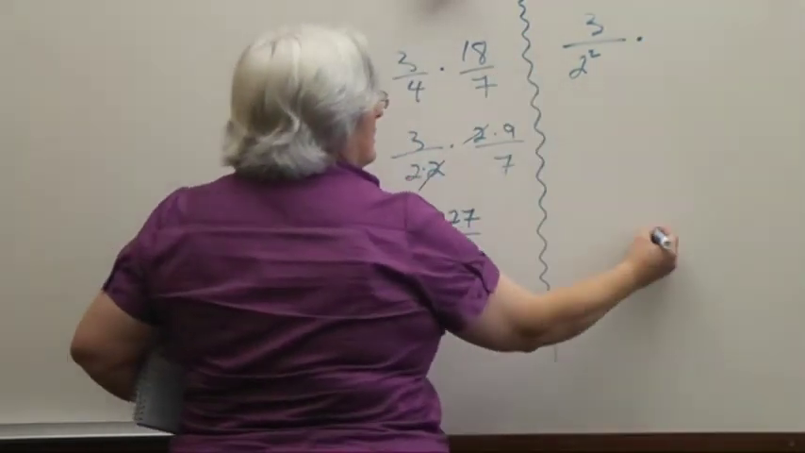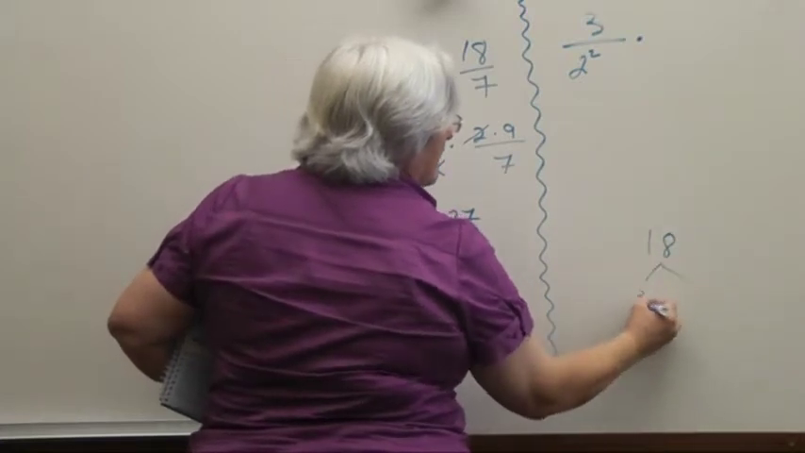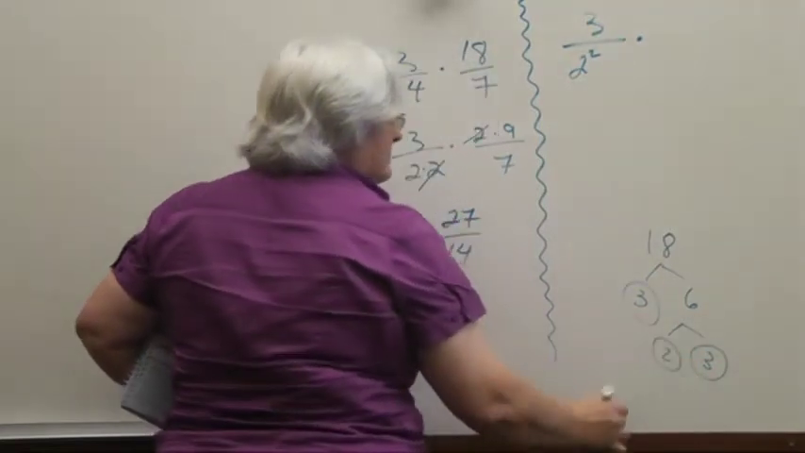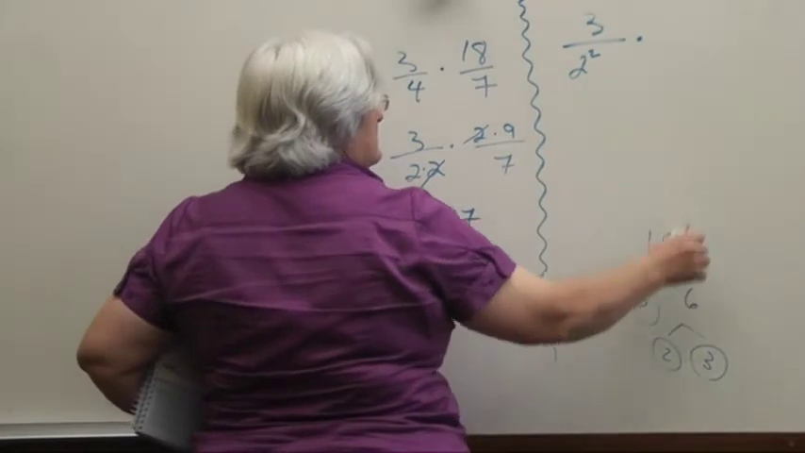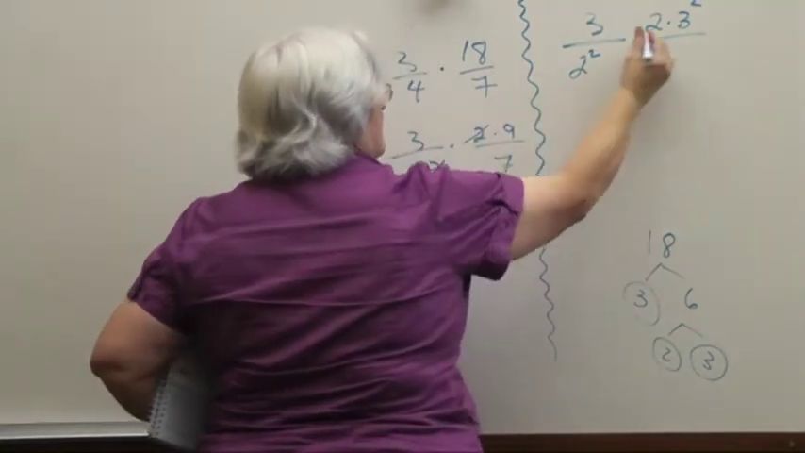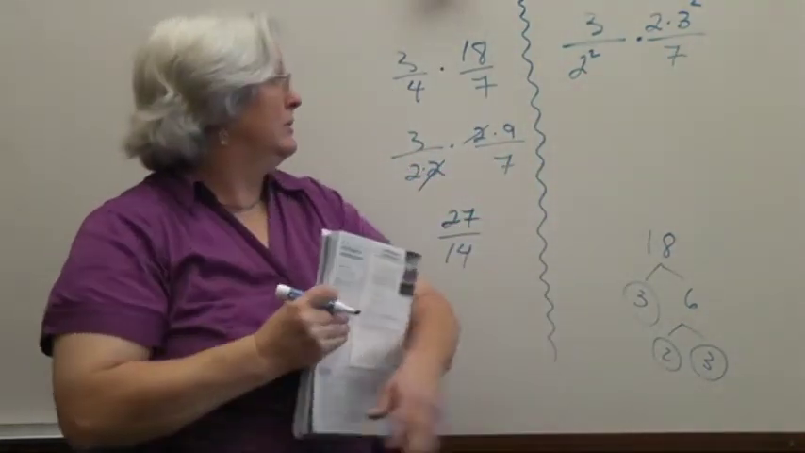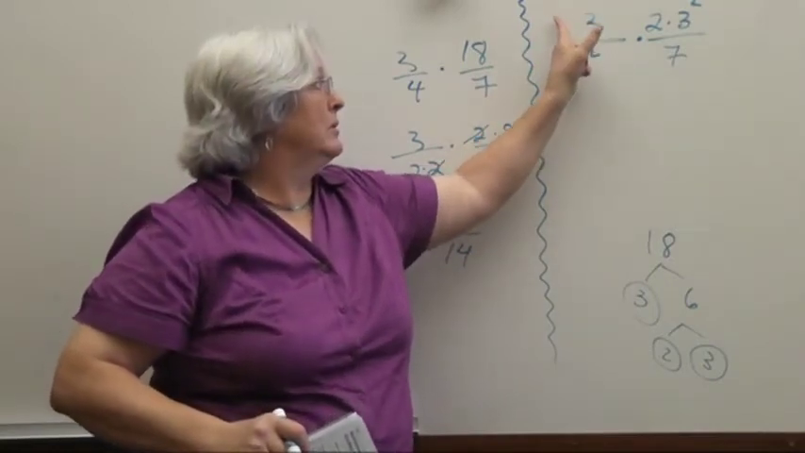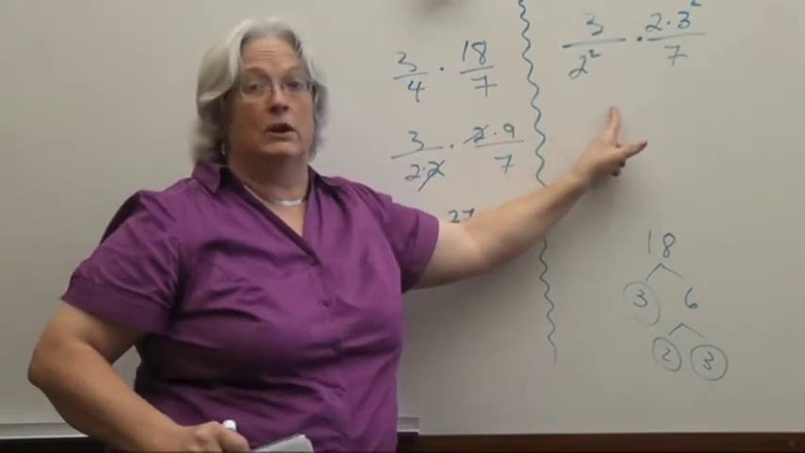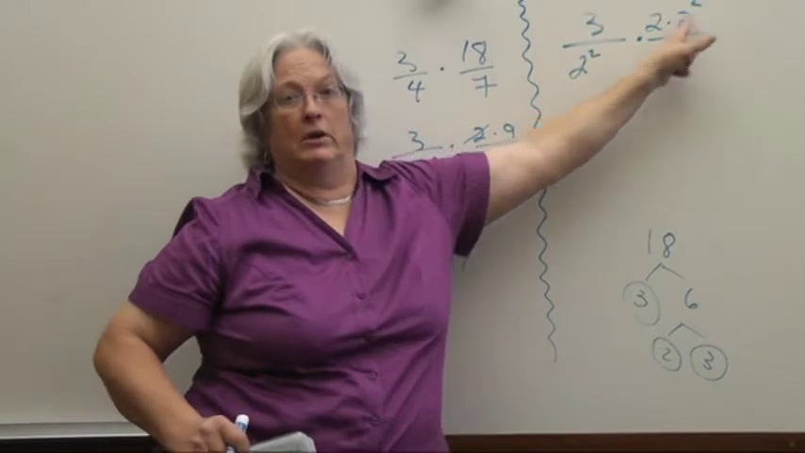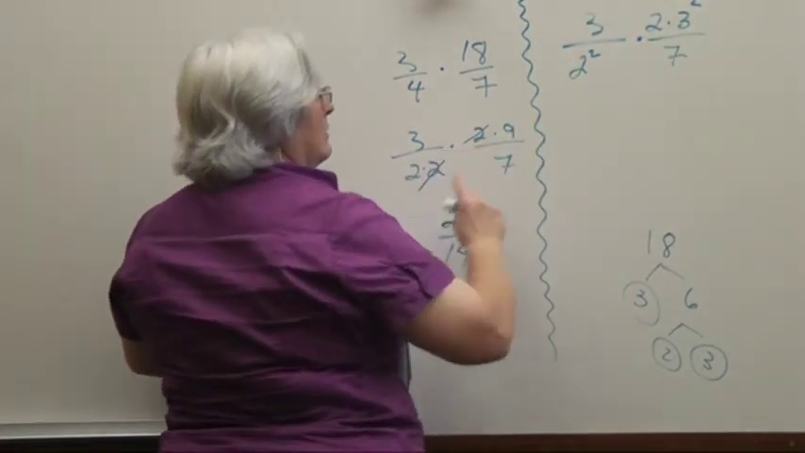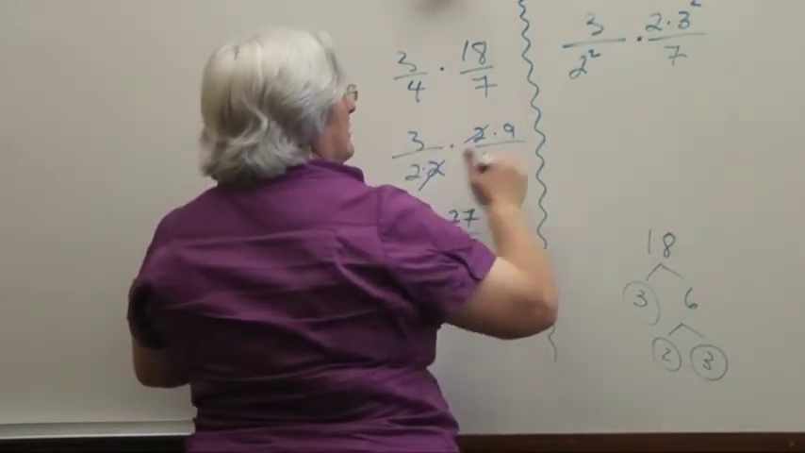And then 18, we want to factor 18. Maybe you think of that as 3 times 6. 6 is 2 times 3. So 18 is 2 times 3 times 3, or 2 times 3 squared. 7 is a prime number, and 3 is a prime number. You can only cancel factors that are in the numerator with factors in the denominator. Obviously, you can't cancel a 3 and a 3 here because they're both in the numerator. We have one factor of 2 in the numerator and 2 factors of 2 in the denominator.